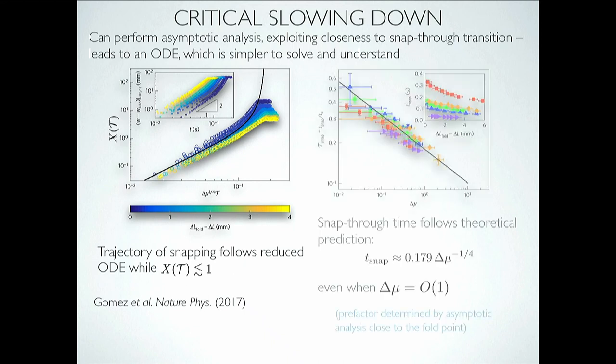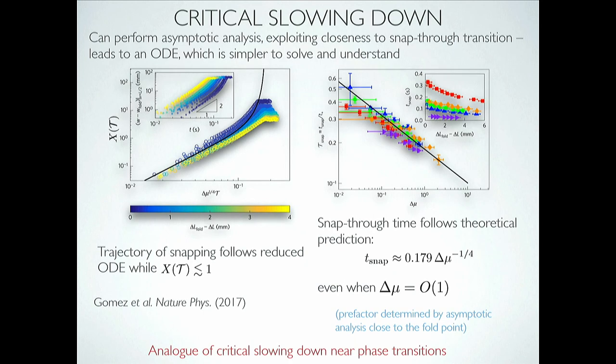Okay, and we can also look at how long it takes to snap as a function of this parameter delta mu. And again, our experimental data more or less collapse. And then, crucially, we're able to get, without any fitting parameters, this black straight line, which surprisingly, our analysis is only really valid for very small delta mu, but it works out to order 1 delta mu as well.